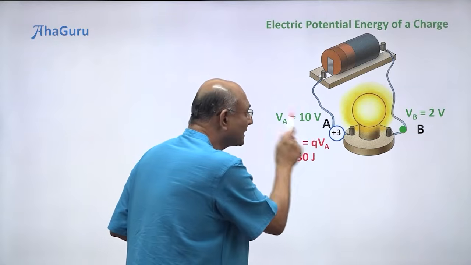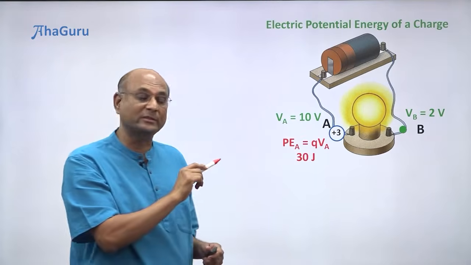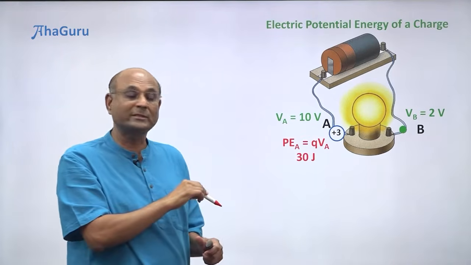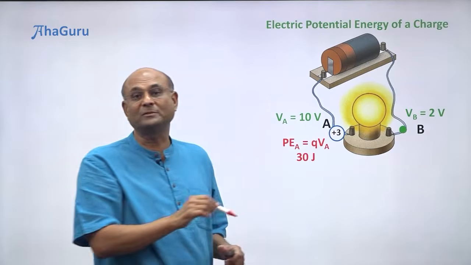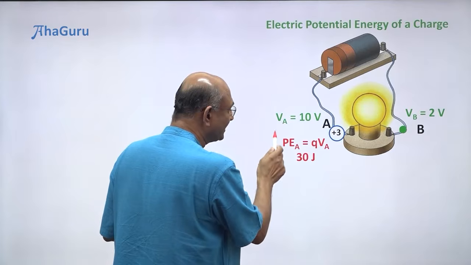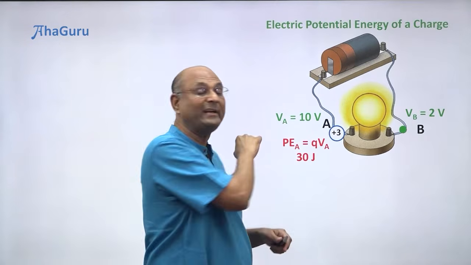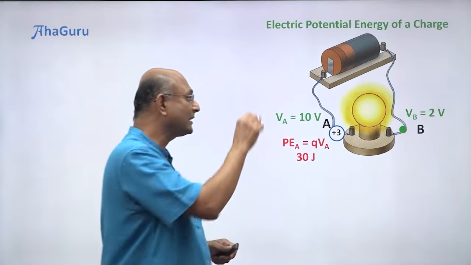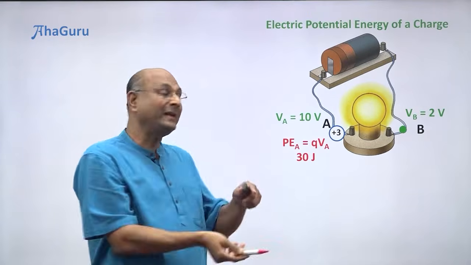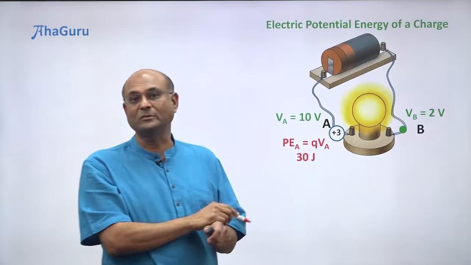When the 3 coulombs comes to A, it has an energy of 3 into 10, 30 joules. Who has this 30 joules? The charge, 3 coulomb charge has 30 joules. We call it PE at A, potential energy at A. That doesn't mean it is the potential energy of the point A. It is actually the potential energy of the charge when it is at point A.